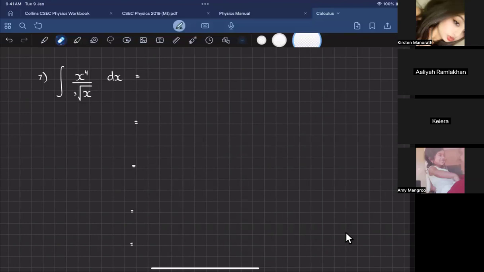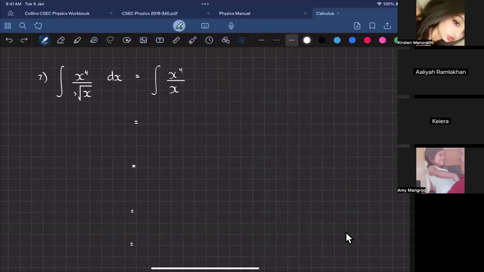I don't know. Bring the x to the power one third on top. How are you going to do that? You're multiplying. Wait, you multiply? Take your time. So you're saying that you have x to the power 4 all over x to the power one third.